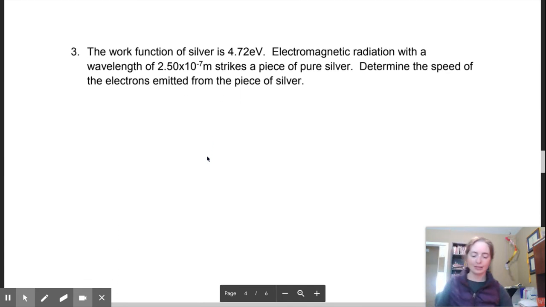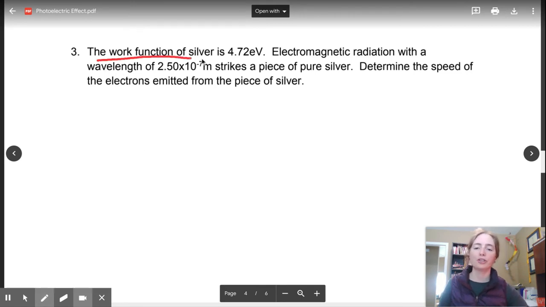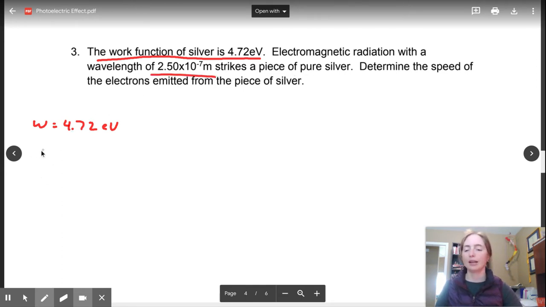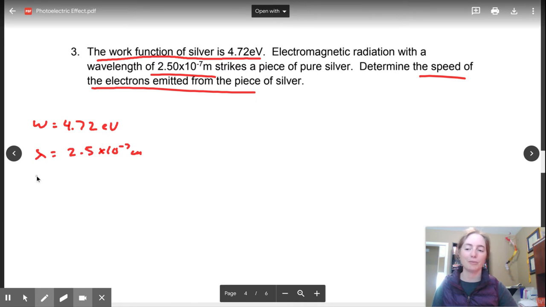All right, number 3. For this one, our work function of silver is 4.72 electron volts. Electromagnetic radiation with a wavelength of 2.5 times 10 to the negative 7 meters, sweet, right units, don't have to convert, strikes a piece of silver. Determine the speed of the electrons emitted from the piece of silver.